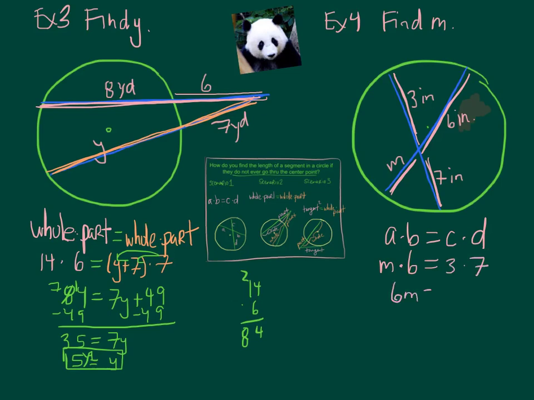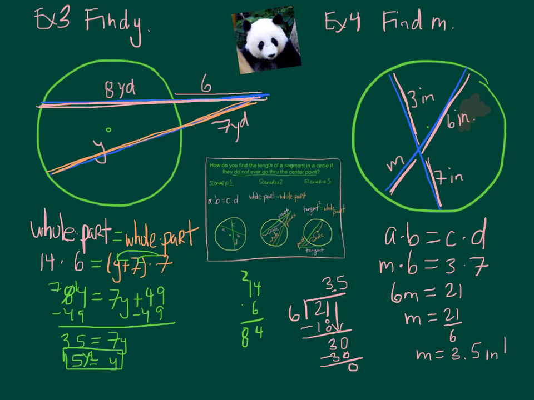Now it's just a matter of solving. So 6M equals 21. If I divide by 6 on both sides, M is 21 over 6. I'm going to go ahead and see what that is. 6 goes into 21 3 times with 18. It doesn't quite make it. It has a remainder of 3. Bring down my 0, and 6 goes into 30 5 times. Subtract, and I get M equals 3.5 inches. And that's how you find a length.